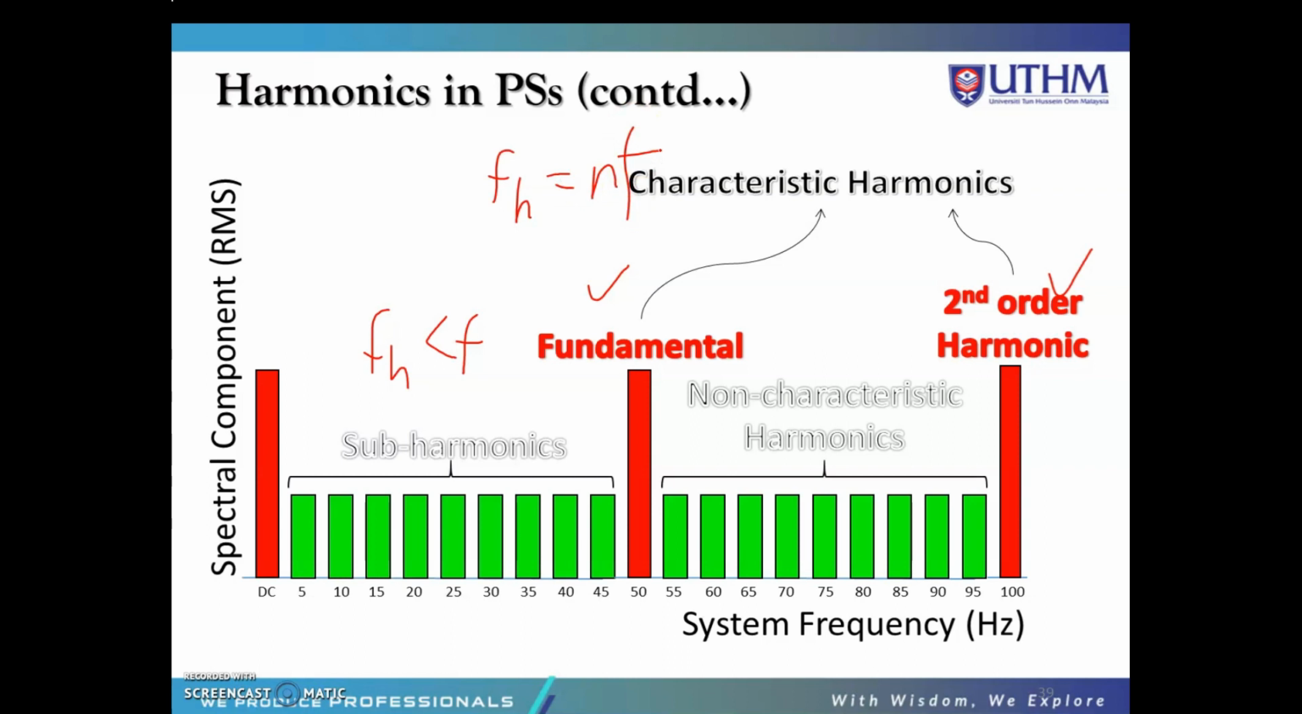Then we have the non-integer or non-characteristic harmonics. Okay, for this characteristic, FH will be bigger than F, and FH is not equivalent to NF. So these are the characteristics of the harmonics in power system.